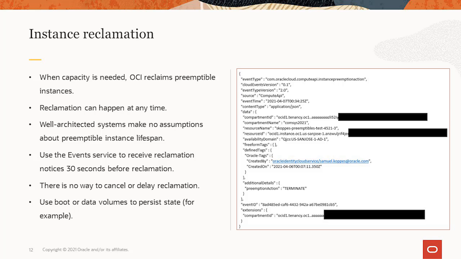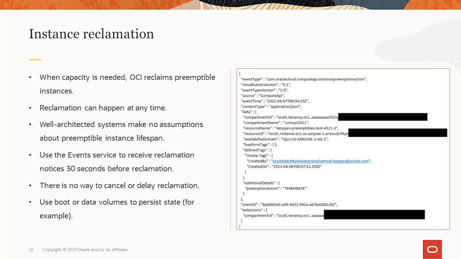I want to spend a little bit of time talking about the instance reclamation event, specifically the notice. This is the big difference. If you can understand instance reclamation and you know what on-demand instances are, you probably know pretty much everything you realistically need to understand about preemptible instances to get started.